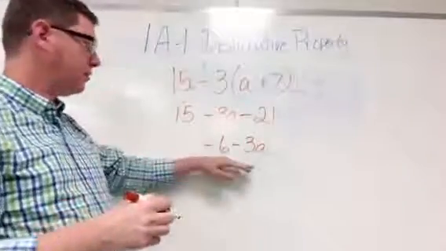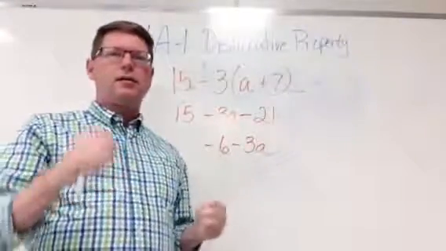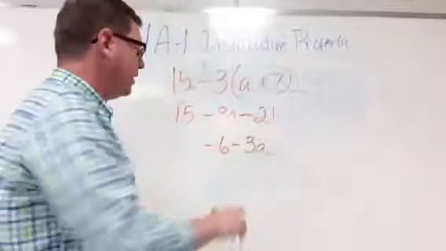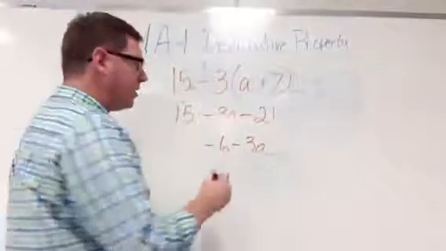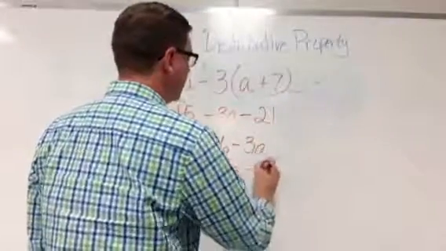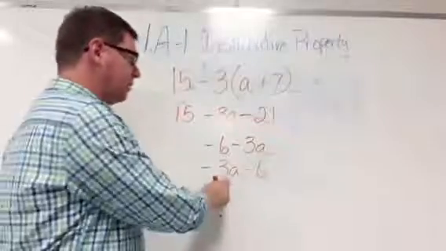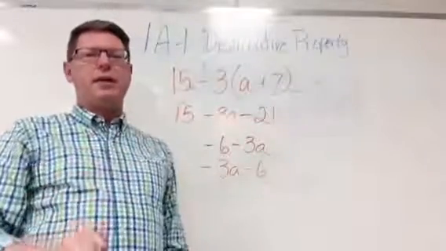So the final simplification, that's what we did. We didn't solve anything, we just simplified, is negative 6 minus 3a. I could also write that as negative 3a minus 6. It doesn't matter what order it's in. It's completely up to you. Typically, we put the variable first, but it doesn't matter.